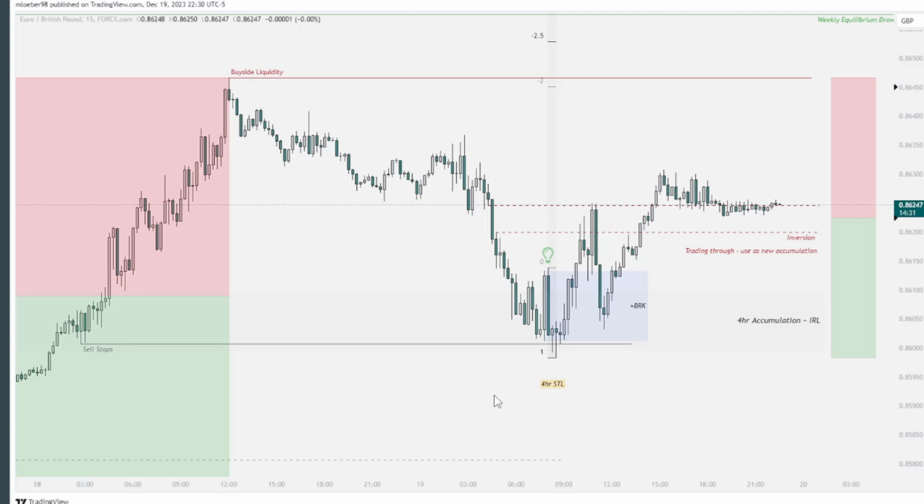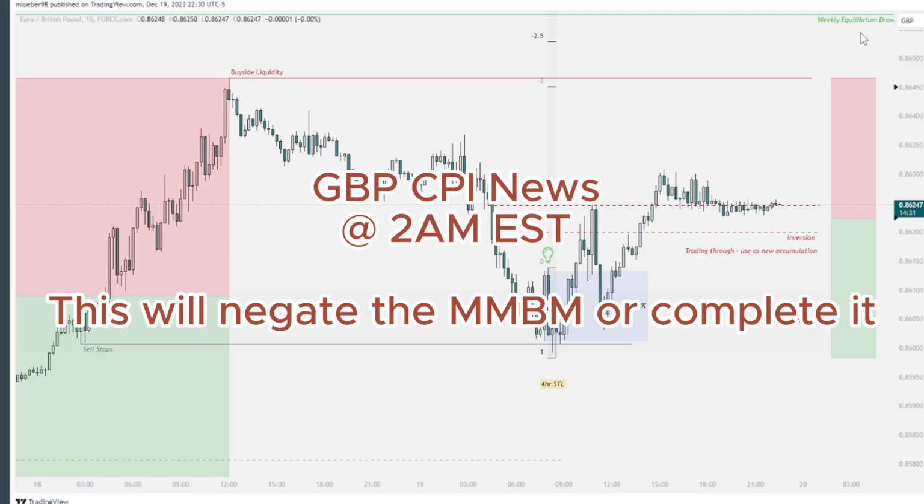Now, this market maker buy model is not complete yet, and what I plan on doing here is posting the completed model, reaching our draw on liquidity, the original consolidation high of the 4-hour dealing range, and then hopefully our weekly equilibrium draw to complete our objective retracing from our weekly discount into premium before price continues lower on our higher time frames. So I'll post that on Twitter tomorrow because we do have pound CPI at 2 in the morning during London session.